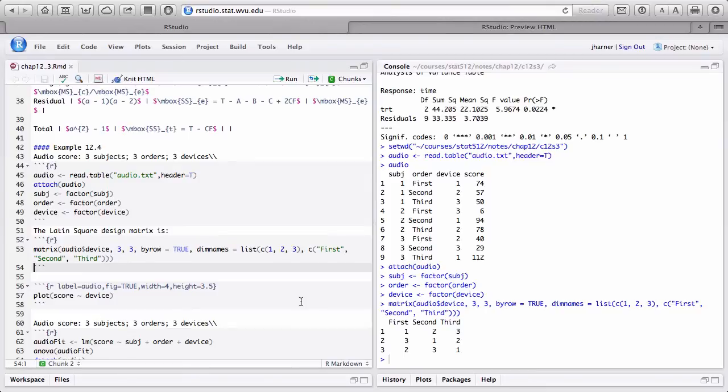Notice that the first one is in the diagonal positions. The second is in the 1,2, 2,3, and 3,1 positions. And the third one is in the 1,3, the 2,1, and the 3,2 positions. So this mixes it up.